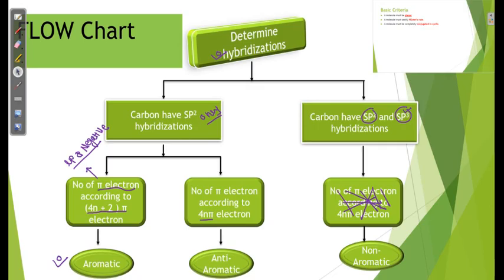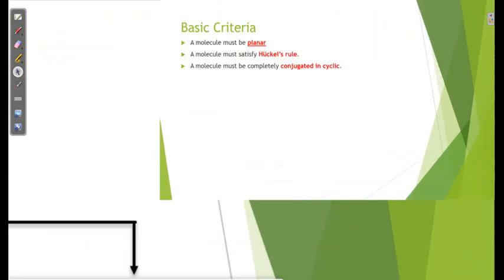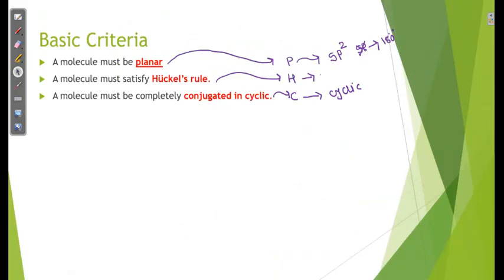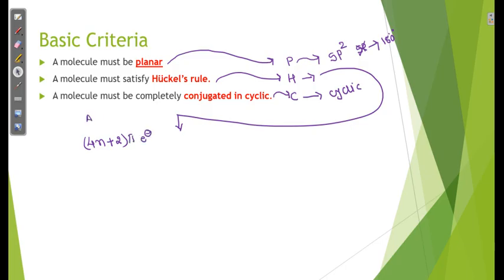Let us move ahead. I have told you that I will explain the Huckel rule. For the Huckel rule, there are 4n plus 2 pi electrons for being aromatic and 4n pi electrons for being anti-aromatic. Let us keep the value of n equal to 0, 1, 2, 3.